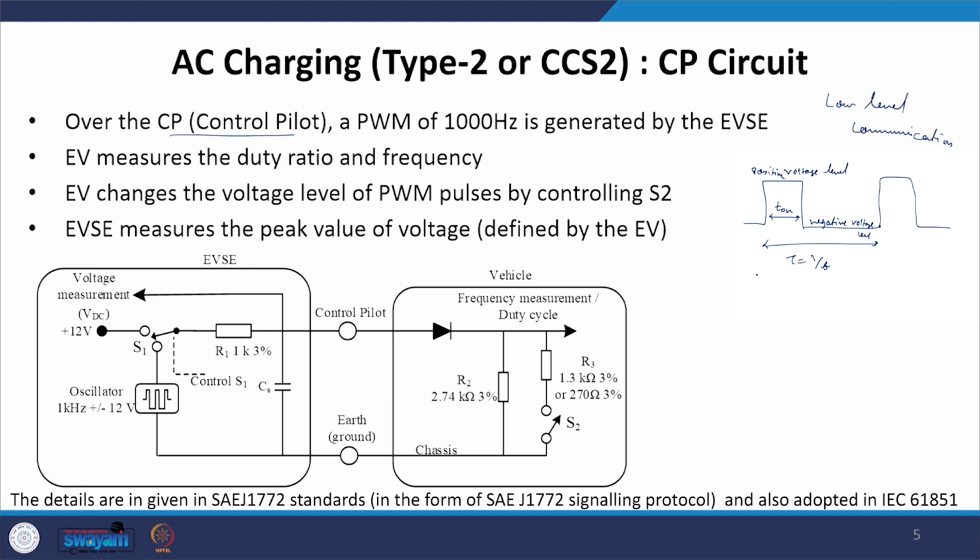For that we can define a term called the duty ratio D, which is nothing but T on by T. This duty ratio indicates the fraction of the time in the PWM cycle when the voltage level of the PWM is a positive non-zero value. Depending upon the different voltage levels, the vehicle and the EVSE detect the state of charging, and depending upon the duty ratio, the EVSE tells the EV the maximum value of current it can deliver at that moment.